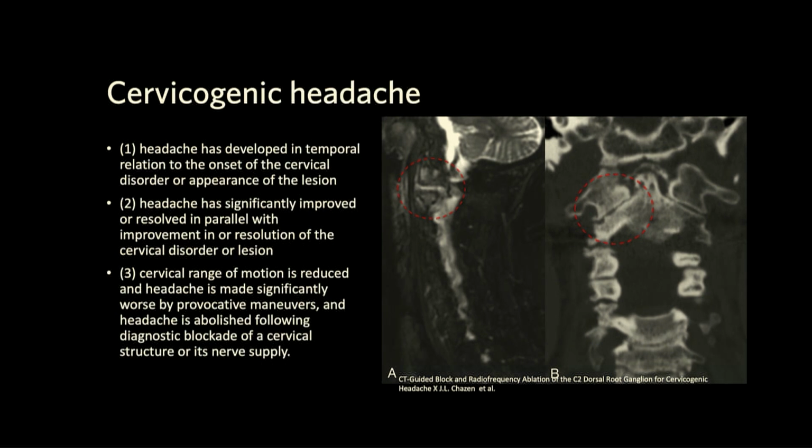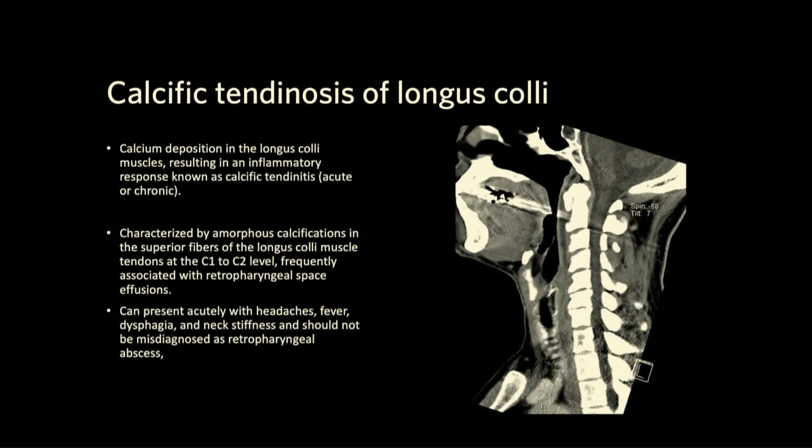And this is just the concept of cervicogenic headaches, okay? And there are obviously CT-guided blocks that you can experience. The last entity I want to just mention to you is calcific tendinosis of the longus colli. We showed this yesterday. A large, dense calcification underneath the C1 arch causes a retropharyngeal effusion. This can also irritate your upper cervical nerves and present with headaches.